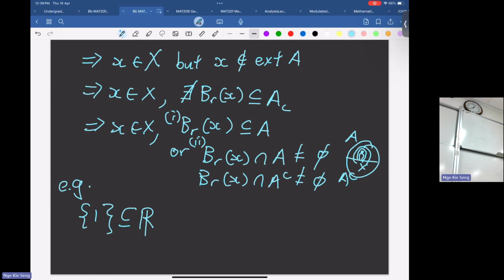So what do you get? What's the boundary of this? You look at every ball centered at x, every open interval in this case. If it contains at least one point in A and one point in A complement, so it contains one in A, in particular itself, and then contains a point in A complement, other than 0. Just the open interval slash out 1. Then you will get 1.